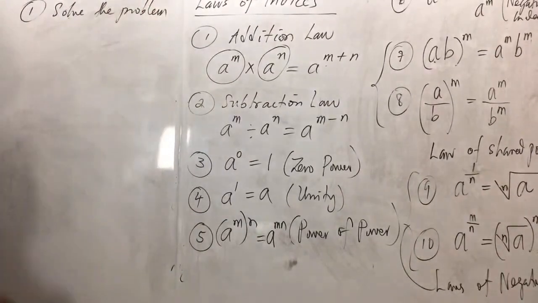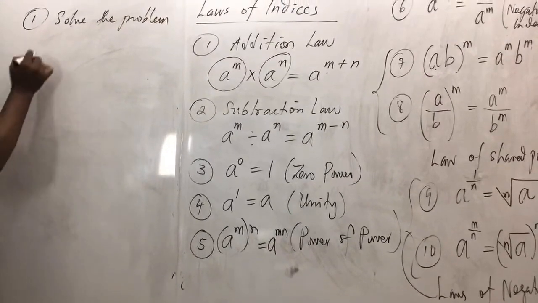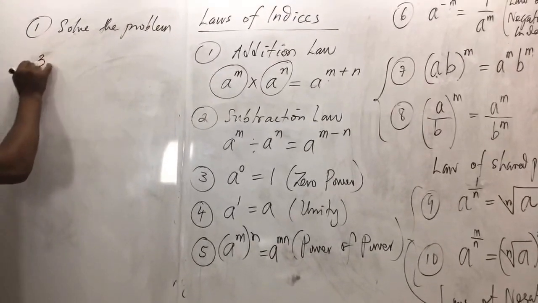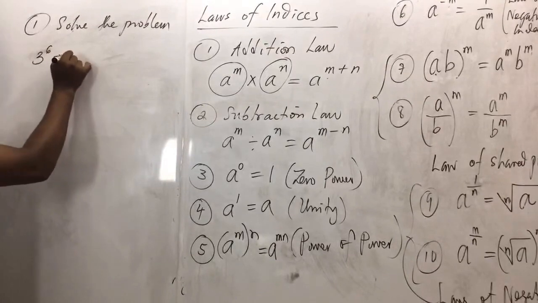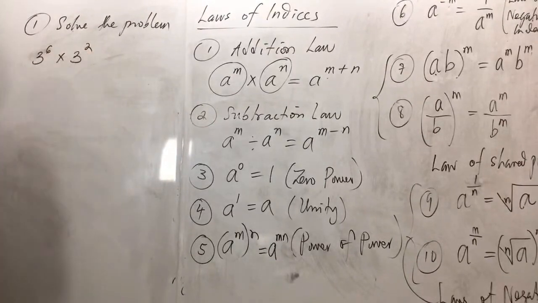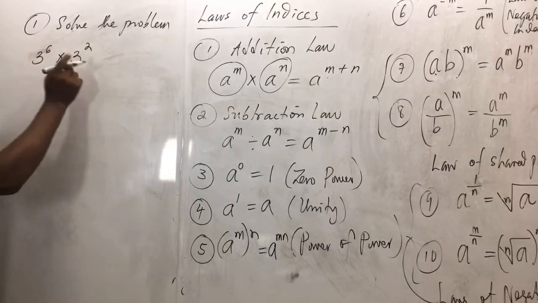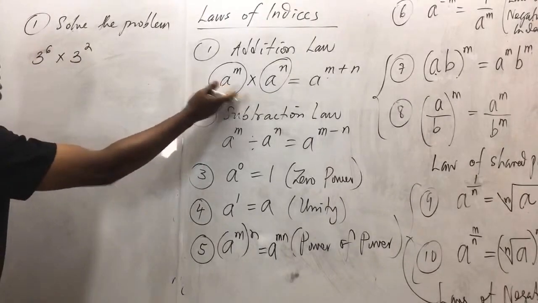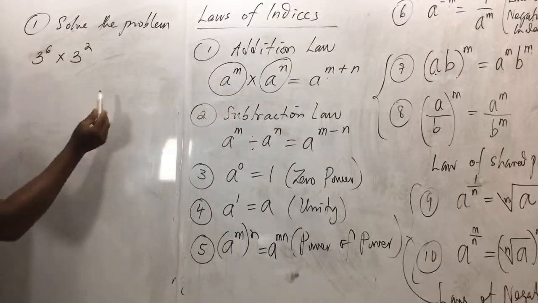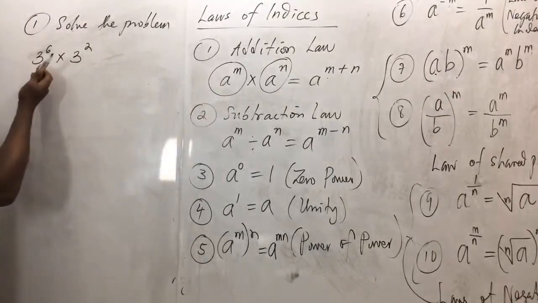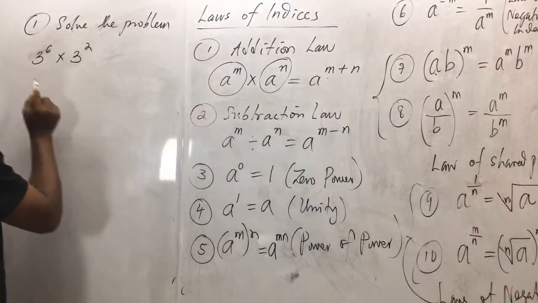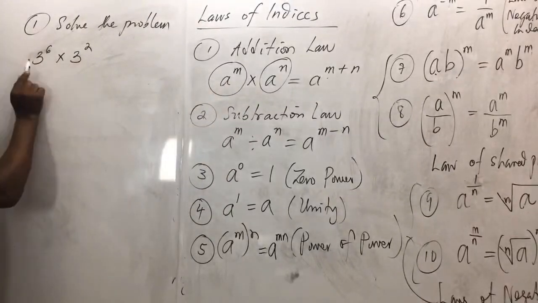Let's take an example on the addition law. So solve the problem 3 raised to power 6 times 3 raised to power 2. So this kind of problem is solved by the addition law. Notice that there is a resemblance between this problem and the addition law because the bases must be the same.